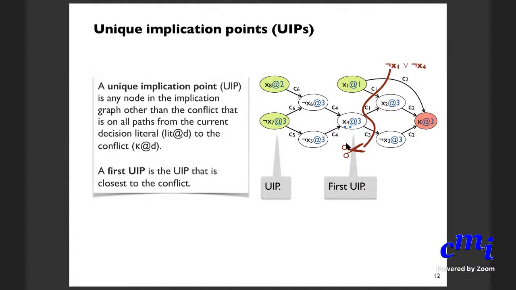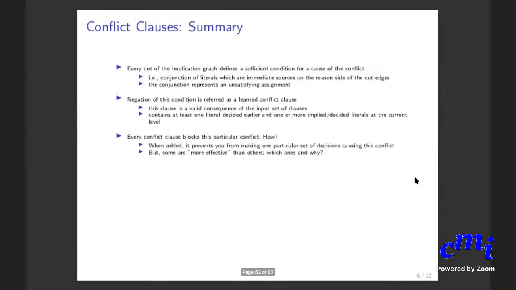So going back, the asserting clause has this important property that when you add it and then you backtrack, it will automatically force the right decision on a literal that will prevent one source of the conflict. That's why the asserting clause is very important.